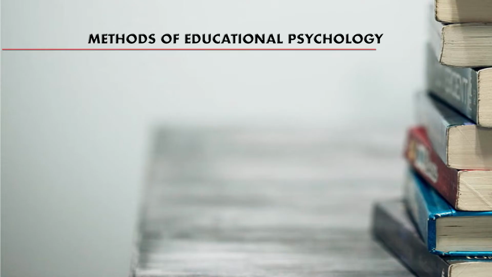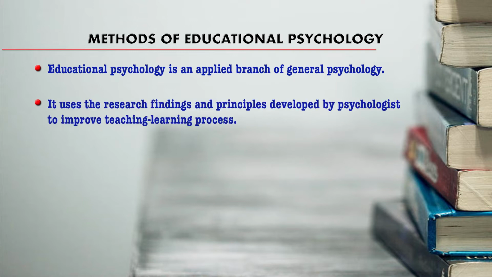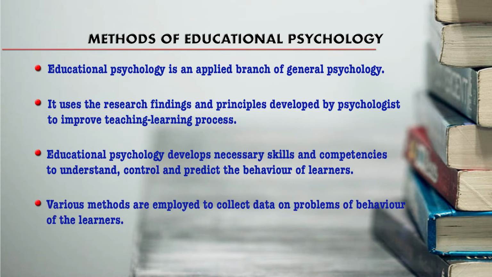Methods of educational psychology. If you see, educational psychology is what? It is an applied branch of general psychology. It uses the research findings and principles developed by the psychologists to improve the teaching learning process. Educational psychology develops necessary skills and competencies to understand, to control and to predict the behaviors of the learners. Various methods are employed to collect data on problems of behaviors of our learners.